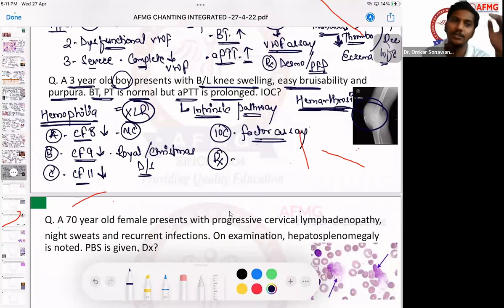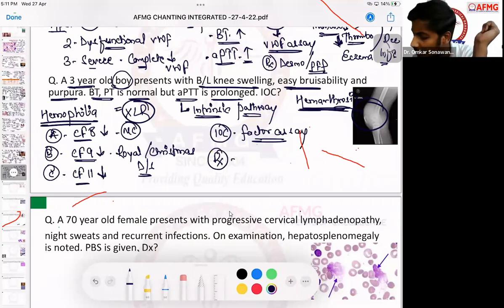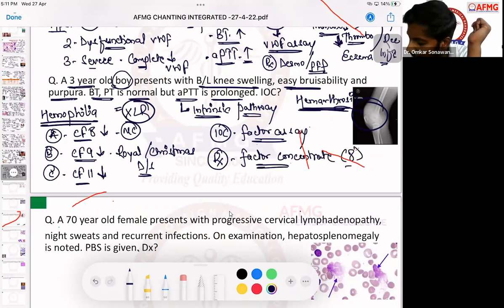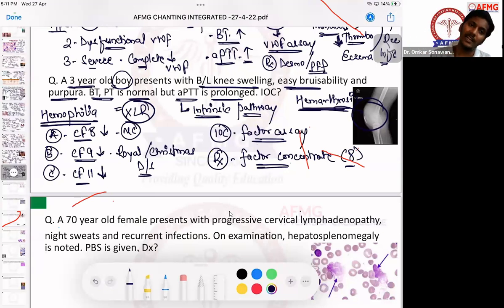If there is factor deficiency, give factors from outside. That is, factor concentrate is usually given. We have factor 8 concentrate available, so we usually give factor 8 concentrate to the patient. Important. And if factor 8 concentrate is not available, then the richest source of clotting factors can be given.